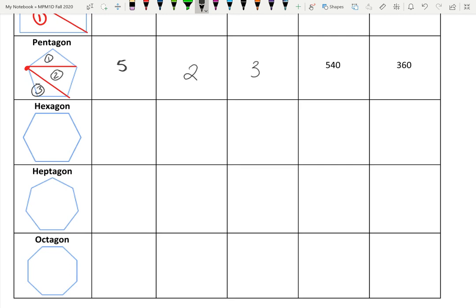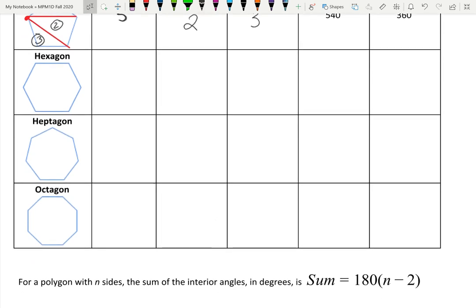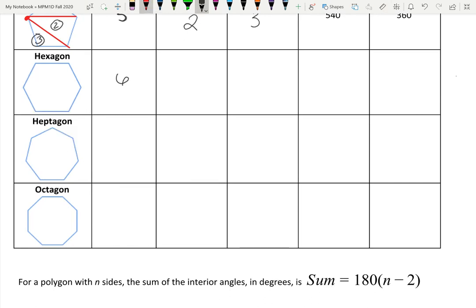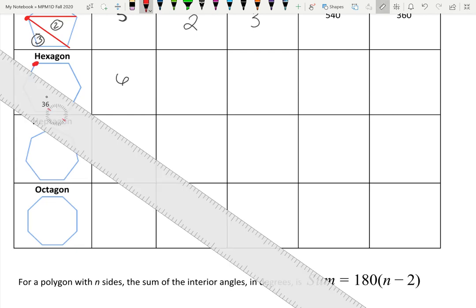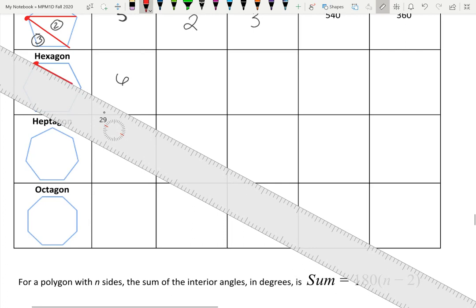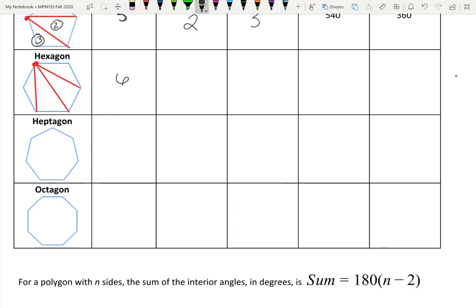Okay, next we have a hexagon. Okay, so hexagon means that there's 6 sides. Okay, and again, I'm going to pick one vertex. Let's pick this one. And how many diagonals can I draw from that one vertex to all the other possible vertices? I'm able to draw 3 diagonals, which then would create 4 triangles within the polygon.